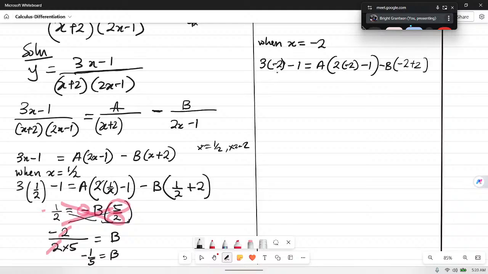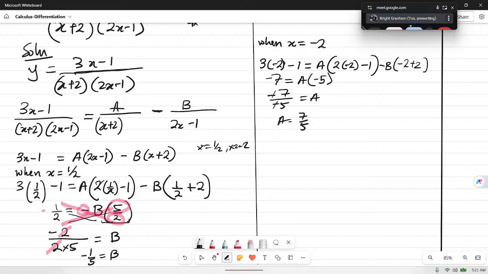So this one will give you negative 7 is equal to this time negative 4 minus 1, equal to negative 5a. Be careful. Okay, divide both sides by negative 5. So this one is 0. So a is equal to 7/5.